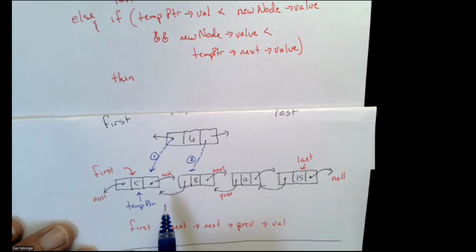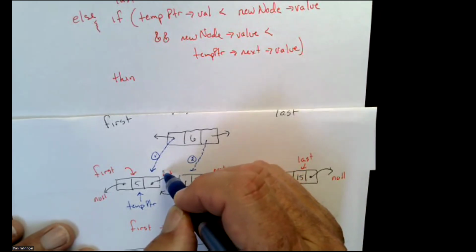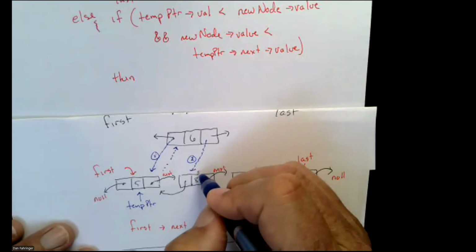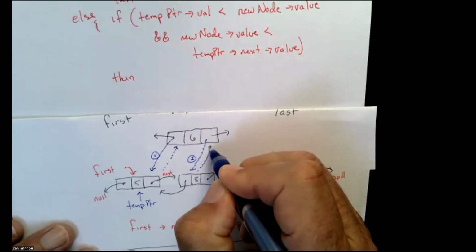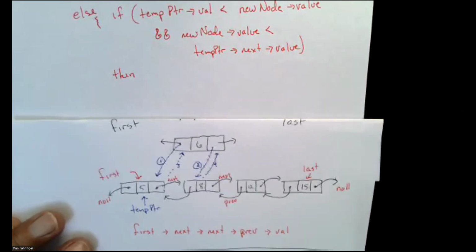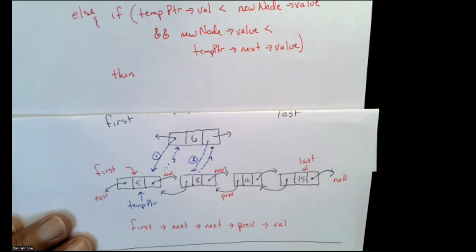What would be third? I think temp pointer's next. I think this is the one we would do third. And this one down here we would do fourth. Okay. What are those lines of code?